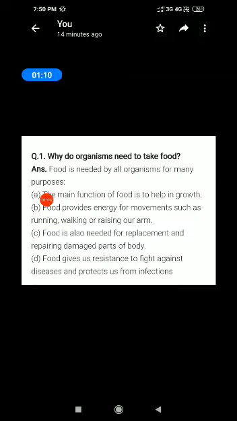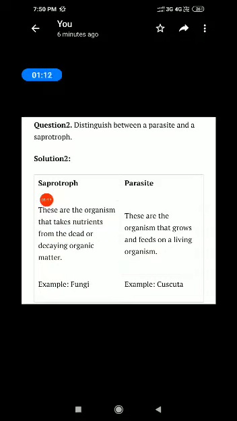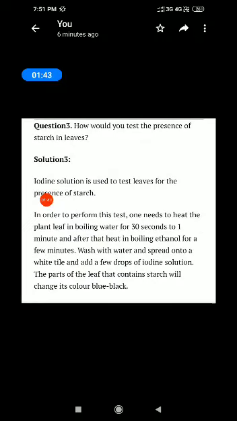Next, second question. Distinguish between a parasite and a saprotroph. First, saprotroph. These are the organisms that take nutrients from dead or decaying organic matter. Example, fungi. Then next one, parasite. These are the organisms that grow and feed on living organisms. Example, Cuscuta.